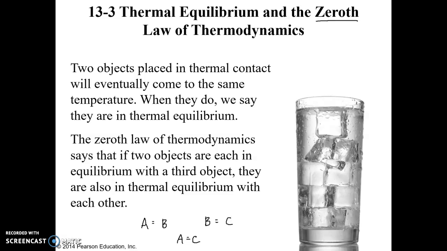If two objects are each equal to a third, so we're saying if B is equal to A and B is equal to C, then C is equal to A, or A is equal to C.